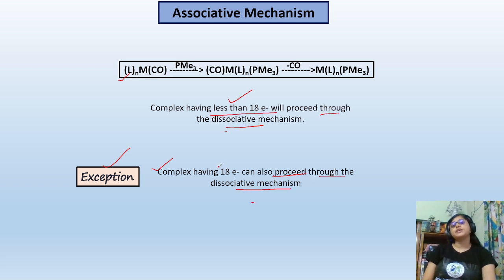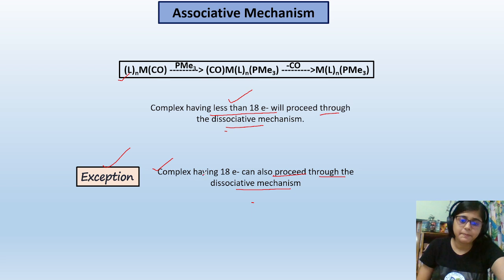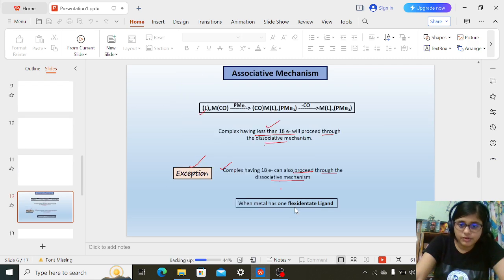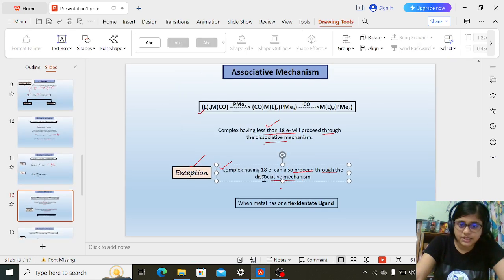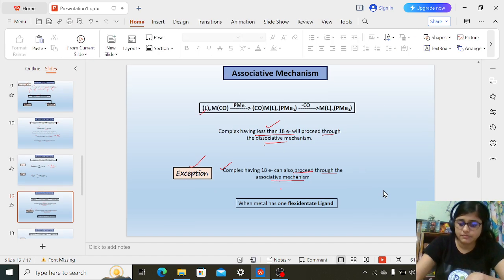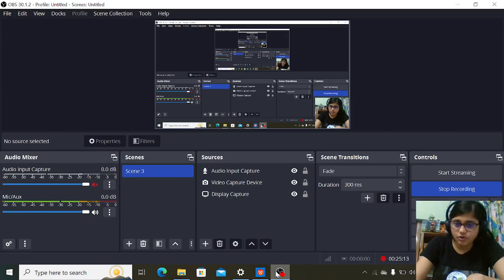We know that for the case of 18 electrons, this will be nothing but associative. You may be confused with it, so I am changing that right now. Fine, this will be the case, and the recording is on.